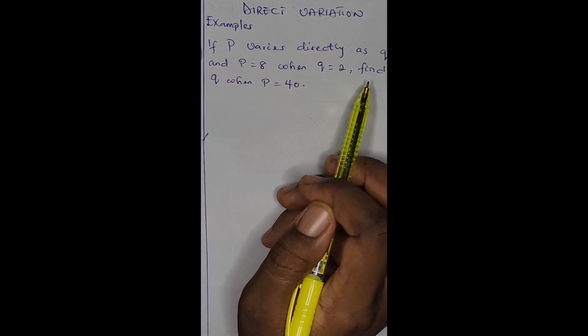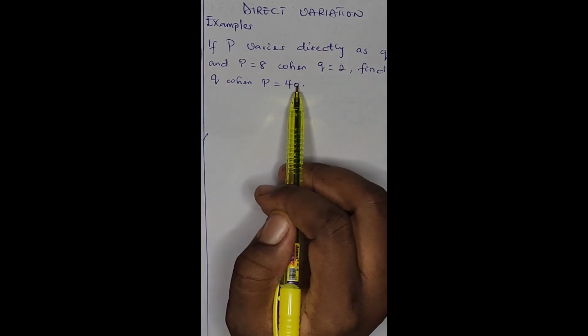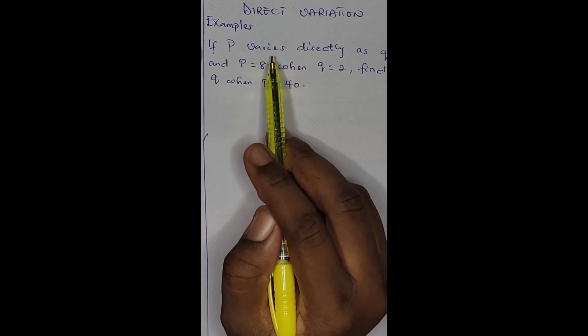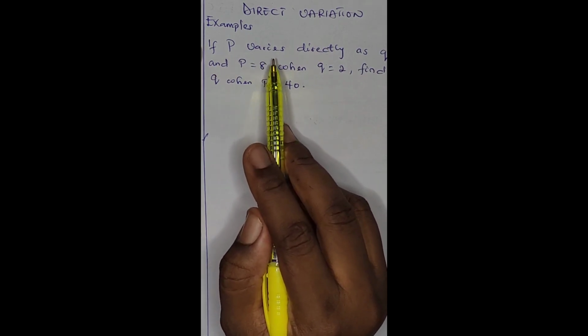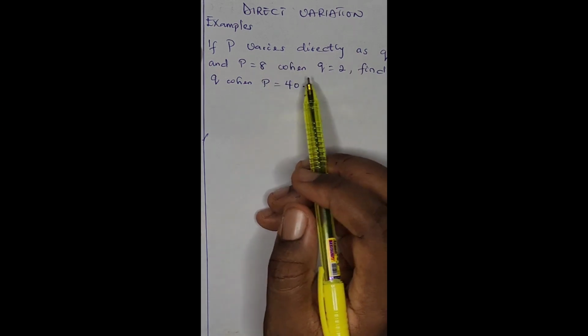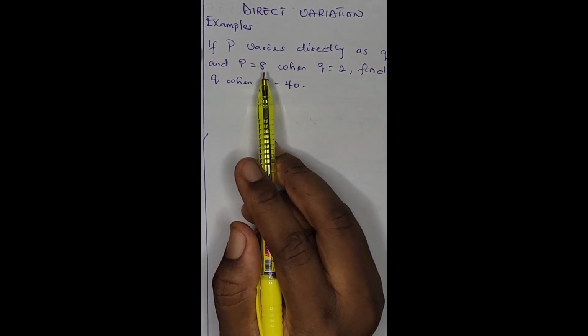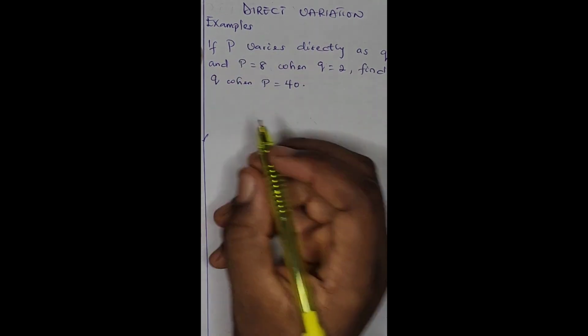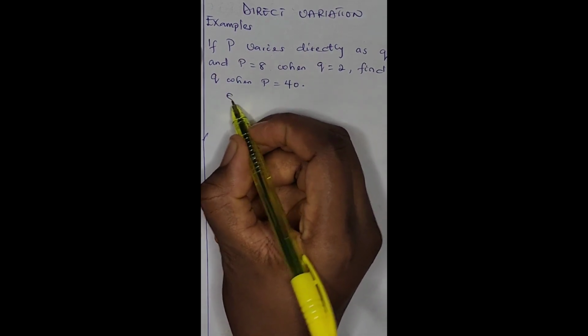So if P varies directly as Q and P is equal to 8 when Q is equal to 2, find Q when P is equal to 40. So as we explained, this is a direct variation question. So first of all, we are actually going to find our constant. Okay, let's define this question. We have solution.